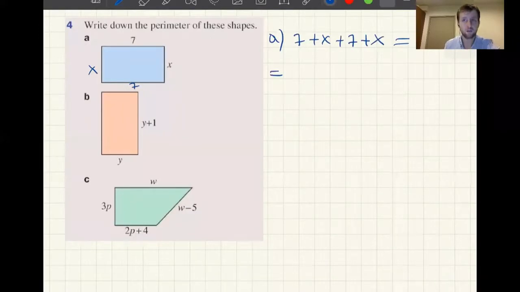So again, we have to group numbers with numbers, letters with letters. They do not work well together, at least in addition and subtraction. They kind of work together in multiplication, but addition, no. They work separately, okay? Numbers with numbers, letters with letters. So we go 7 plus 7 is 14.